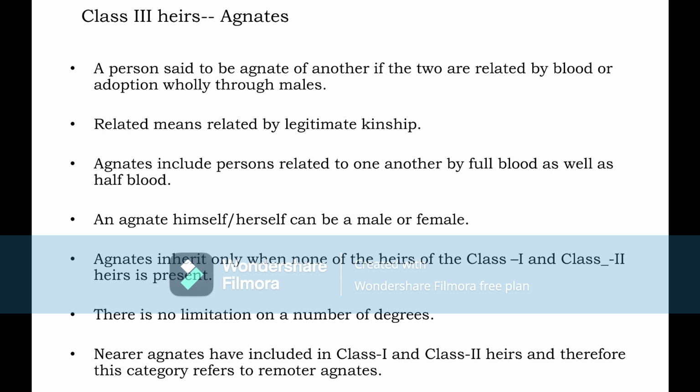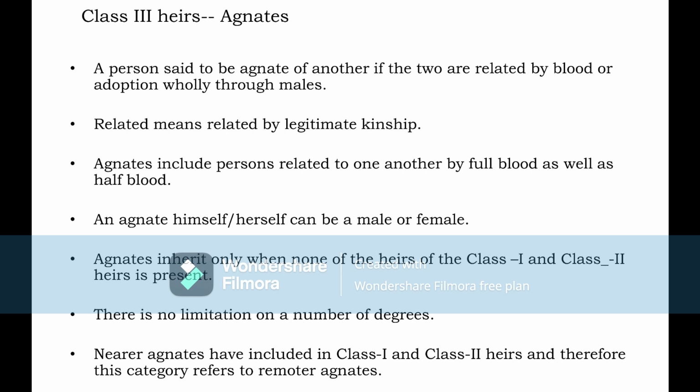And now agnates, that is class 3 heirs. A person is said to be an agnate of another if the two are related by blood or adoption wholly through males. When can you say that one person is an agnate to another? For example, take X and Y. When you say that Y is an agnate to X, there are two important conditions. One, Y and X are related either by blood or adoption. Second, in between X and Y, all are only males, no female intervenes. All are males: son, son's son, son's son's son, son's son's son's son.